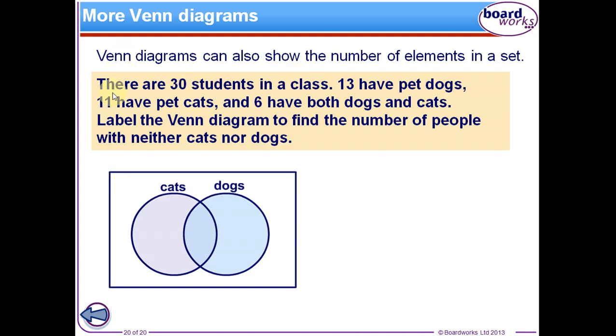Venn diagram can also show the number of elements in sets. Okay, so let's take a look at this application. There are 30 students in a class, so the implication is that the universal set is 30. So 13 have a pet dog. Okay, so everything here in dog is 13. 11 have a pet cat and so on.